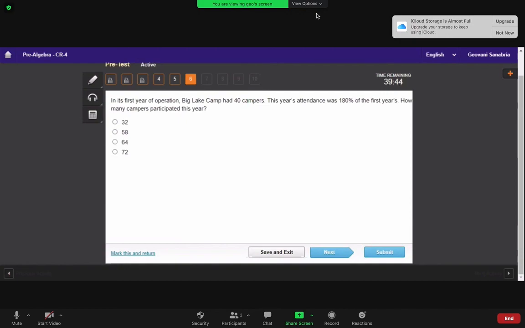So the answer would be 72, right? Yep. And I mean, 72 is more than 40, but that makes sense because 180% is more than 100%. Yeah. So a different way to think about it: for the 40 campers, you can consider that's 100%, and then this year's attendance was 180%. You could think of it as an 80% increase. And like the rule, if it's increased by 80%, you would multiply by 1.80, which is what we did anyway. Does that make sense? Yeah. All right. Cool.